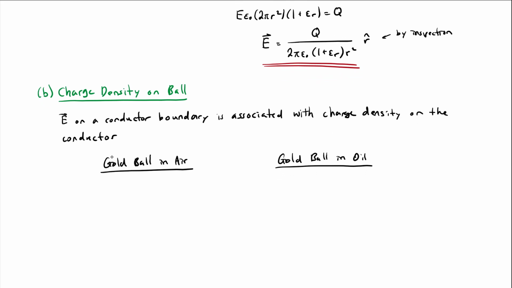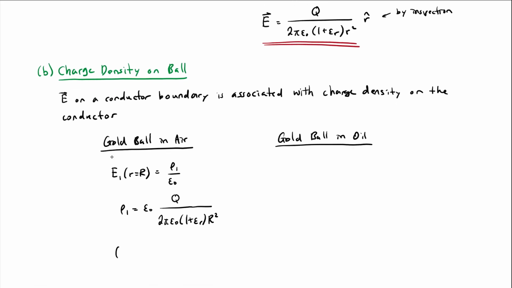So let's think about it here. Previously for the conducting boundary conditions, exactly at the boundary you have an electric field. So that would be E1 when r is equal to R, and that's going to be some sort of charge density divided by epsilon naught, like we've solved for before. We can say rho 1 is equal to epsilon naught, and we already solved for E1. It's Q over 2 pi epsilon naught (1 plus epsilon r) capital R squared. And that means rho 1 is equal to Q over 2 pi (1 plus epsilon r) R squared. So we have that charge density.